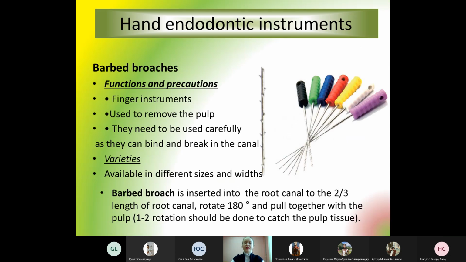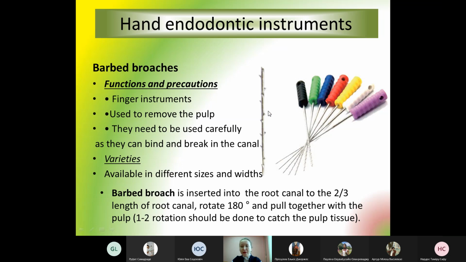So right now we are on hand endodontic instruments, and let's start with the barbed broaches. The function of barbed broaches is to remove the pulp tissue. Here they are, different sizes available. Here is the working end. You see here small hooks, and these hooks are responsible for catching the pulp tissue and retracting it.